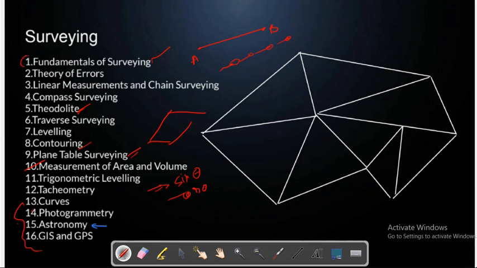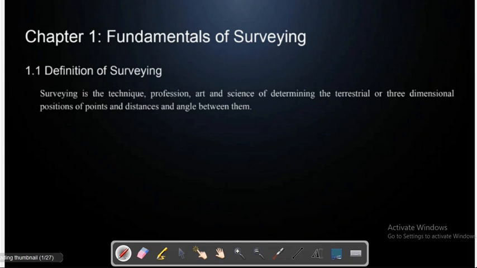So in this lecture we'll mainly focus on the fundamentals of surveying. If you see the definition of surveying, here it is mentioned. Surveying is a technique or profession or art and science of determining the terrestrial or three-dimensional position of points and the distances and angles between them.